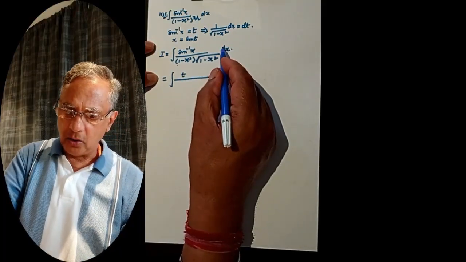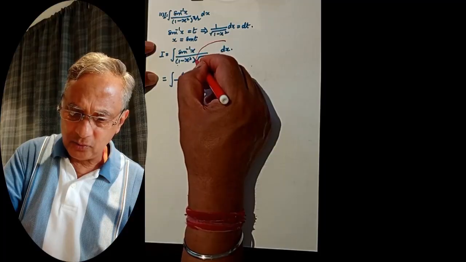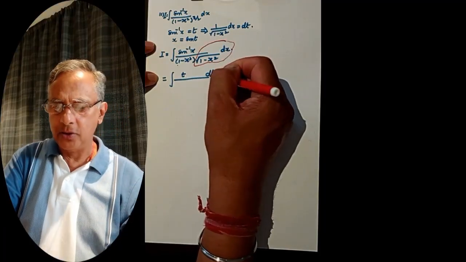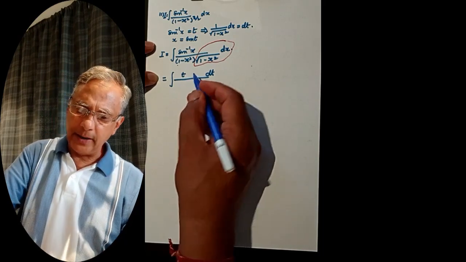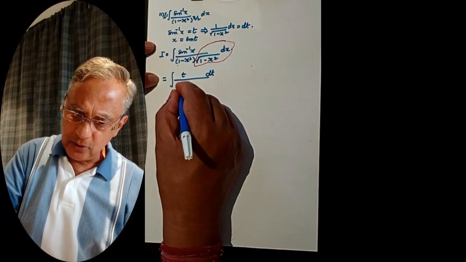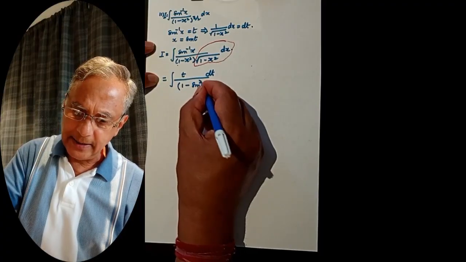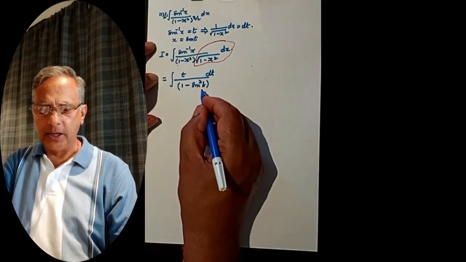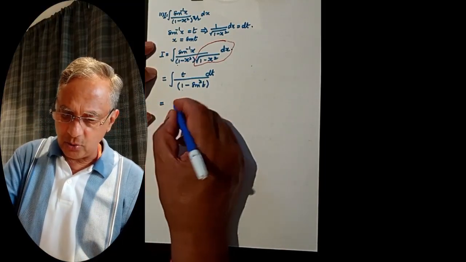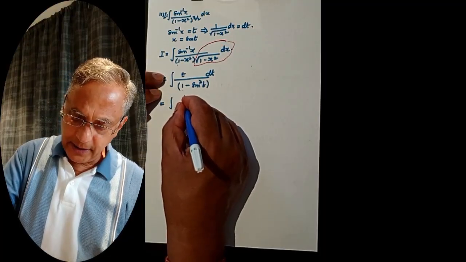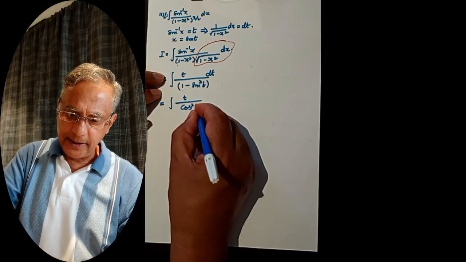over, now dx over this is dt. So we are writing t dt, and 1 minus x square can be written as 1 minus x, x is sine, so sine square t. 1 minus x square can be written as 1 minus sine square t. So this is equal to integral t over 1 minus sine square. 1 minus sine square is cos square t.